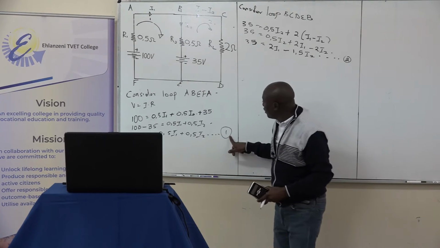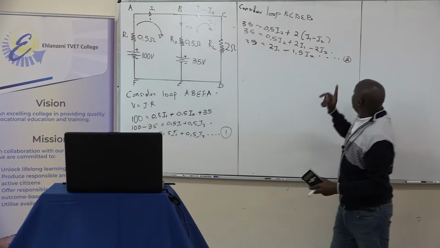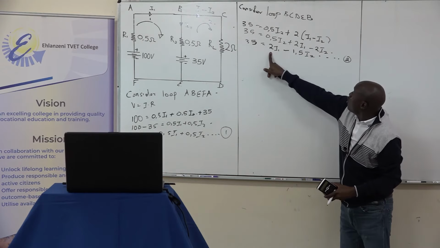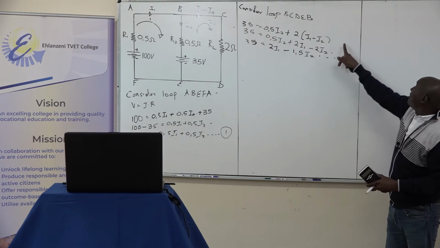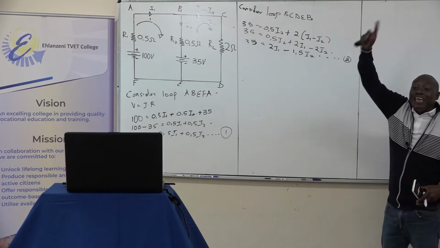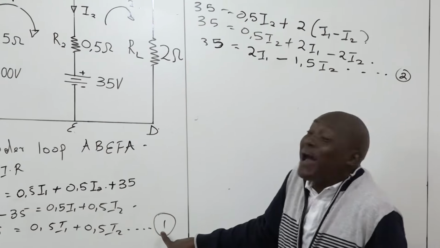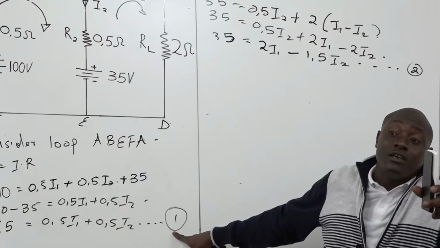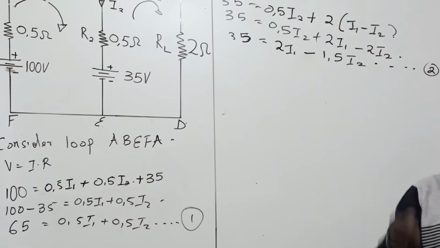So in equation 1, I'm having 0.5 in I1, 0.5 in I2. In equation 2, I'm having 2 for I1 and 1.5 in I2. It means that I2 has a higher value of the variable. I must go and balance equation 1 there. So what I'm going to do is choose the numbers from the natural numbers.